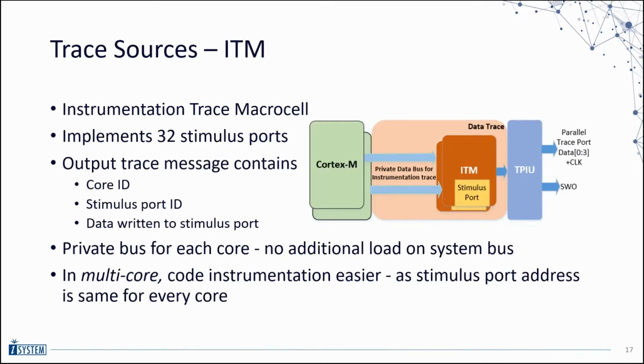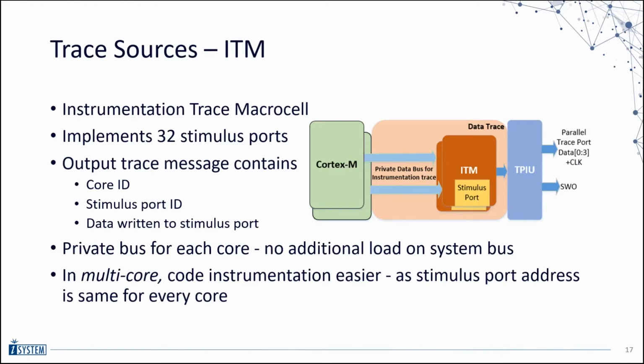The ITM module has 32 stimulus ports, and the generated output message contains the core ID, stimulus port ID, and the data written to it. Data width could be 8, 16, or 32 bit. One way to generate a trace message by ITM is writing data to the ITM stimulus ports. The data written to these ports are output to the trace tools. Different ITM stimulus ports can be assigned to signal different types of trace information.